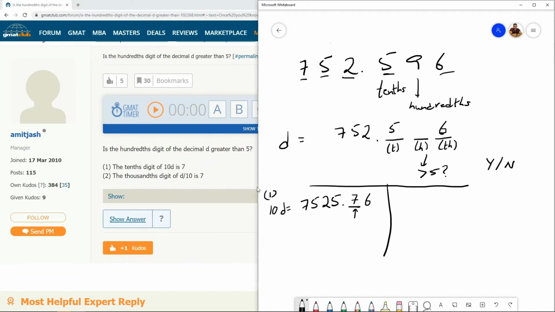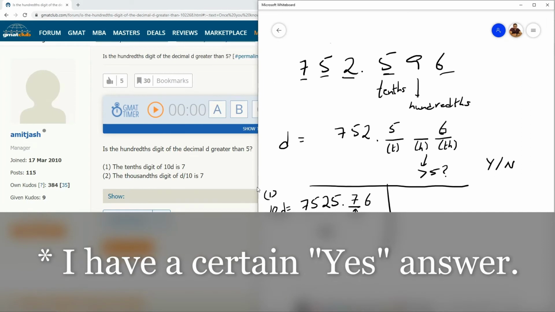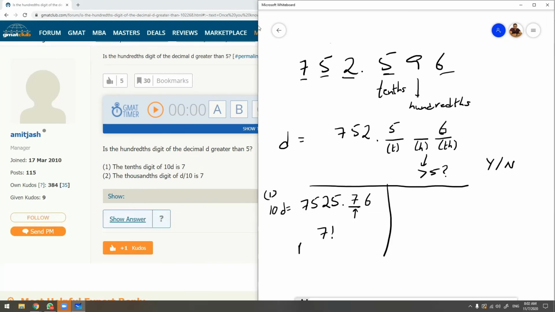Okay, this digit is 7. All right. So if this digit is 7, then in the original value of D, the hundredths digit must have been 7. I have a fixed value. Statement 1 alone is sufficient. The answer cannot be B, C, or E. It has to be A or D.